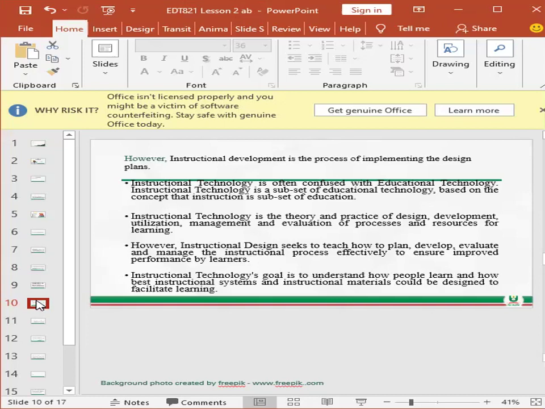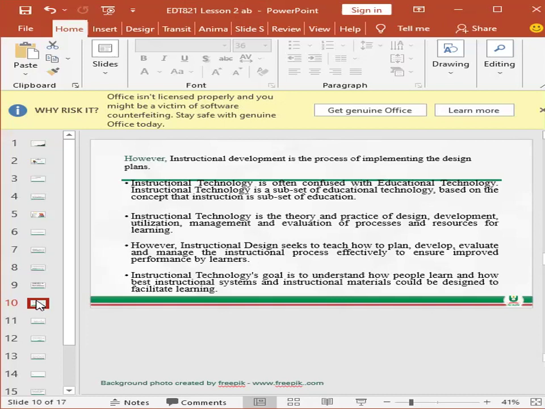However, instructional design seeks to teach how to plan, how to develop, how to evaluate, and how to manage the instructional process effectively in order to ensure improved performance by learners. So the goal of instructional technology is to understand how people learn and how best instructional systems and instructional materials could be designed to facilitate learning. No more, no less.